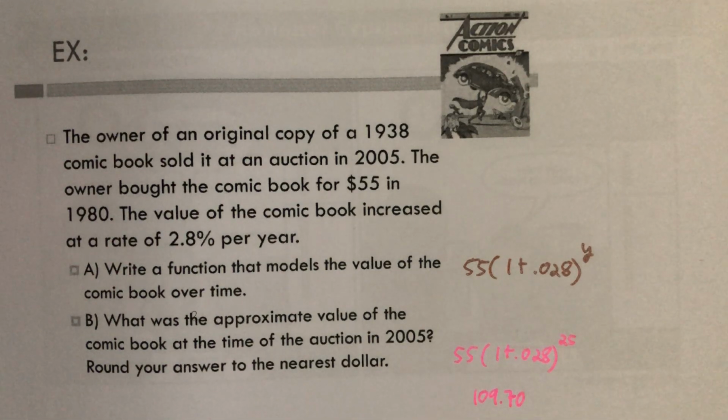Now in this case, the 1938 doesn't really mean a whole lot. The owner had it for 25 years, from 1980 to 2005. So we're going to put a 25 in for Y, and they would have sold for approximately $109.70.